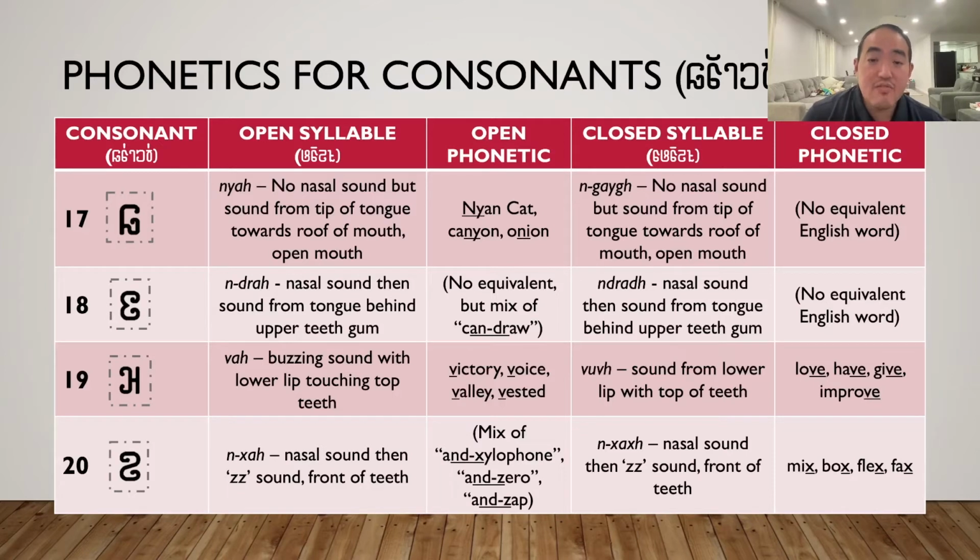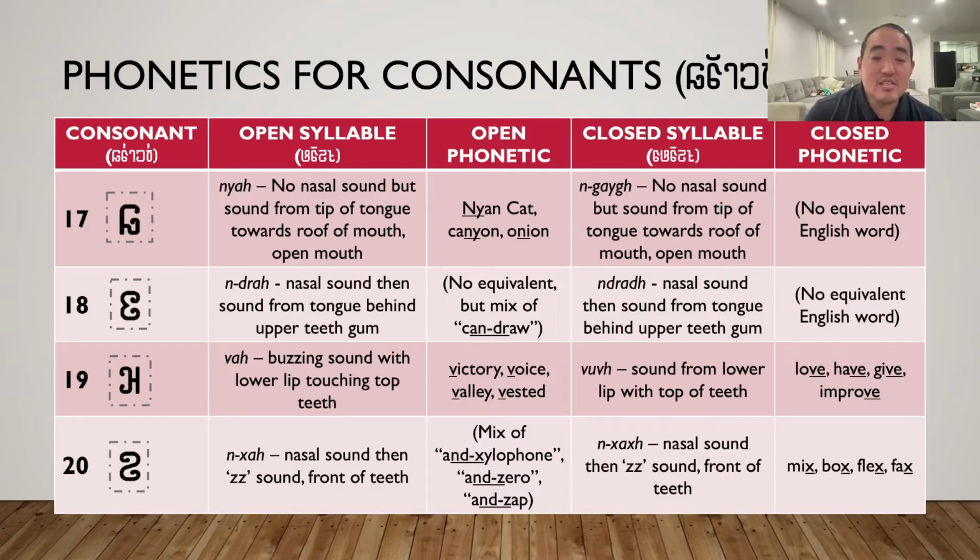Now for the closed syllable or closed phonetic, it'll be judge. So it'll be a nasal sound that comes from the tip of the tongue behind the upper teeth gum, right? And there's really no English equivalent word for this as well. So just try to bear with me on this one. But how you pronounce it is judge, judge, right? So da judge, da judge. And that's how you pronounce this consonant.